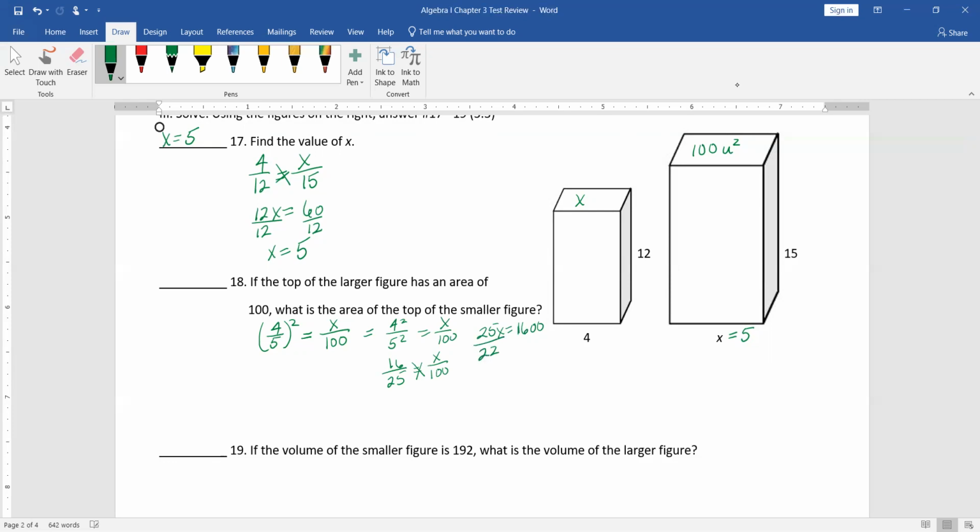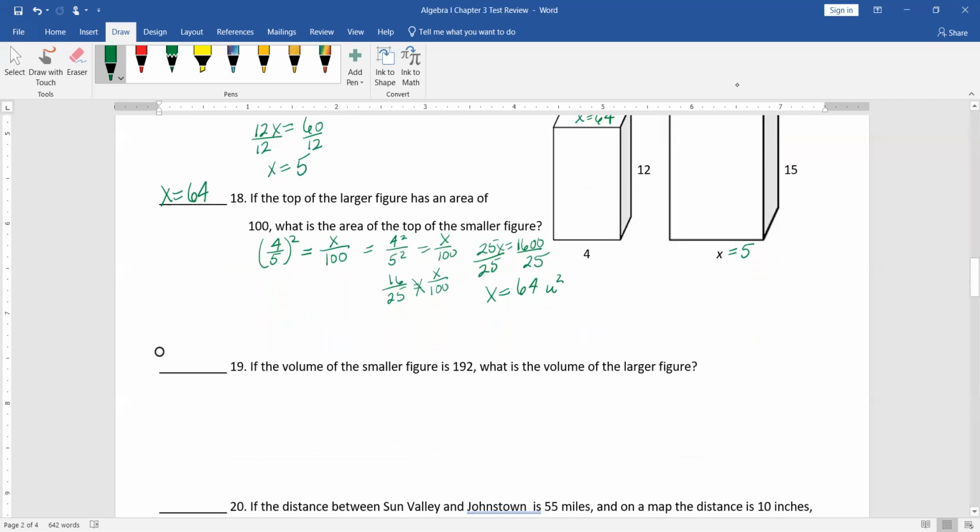Okay, so then simple math. We just divide both sides by 25. And x equals, I think, 64. Yeah, you plug that in your calculator. You find that x equals 64 units squared, whatever our unit is. So x equals 64.